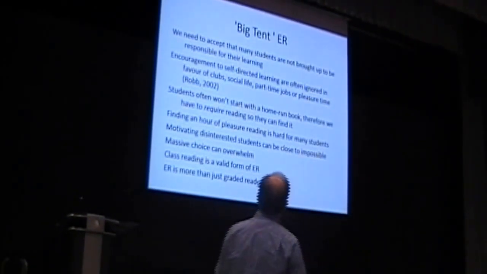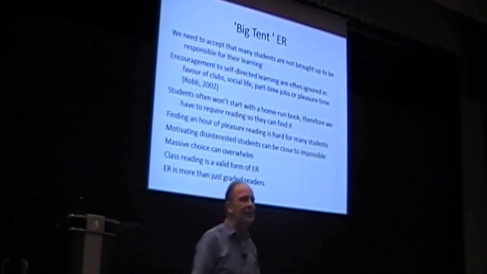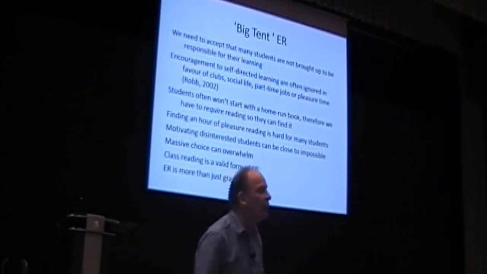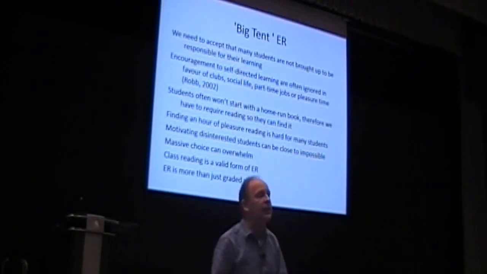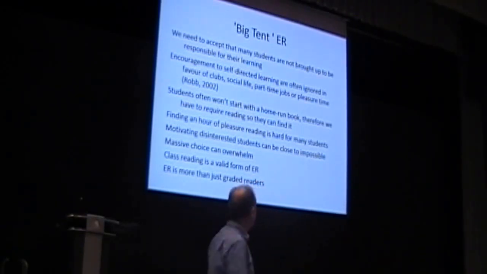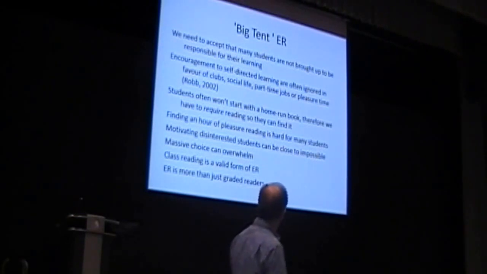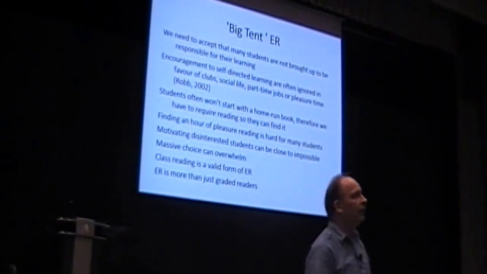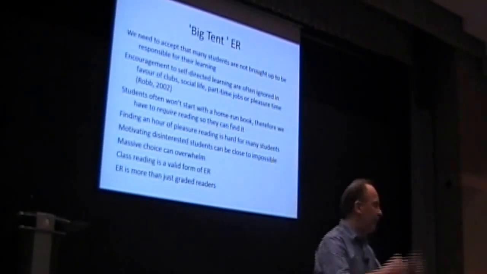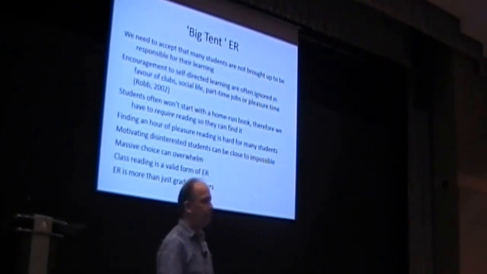So we need a big tent. We need to accept that many students are not brought up to be responsible for their learning. So sometimes we need to make decisions for them, or encourage them to make decisions. So just leaving them alone to choose their own books might not necessarily be the best thing in all cultures and with all students. We need to encourage self-directed learning. Encouragement for self-directed learning is often ignored in favour of other things, clubs, social life, and so on. If you ask a student, please do this reading, an extra hour a week, they say, sorry, I can't do it. Their clubs, their social life, their smartphone is more important to them.